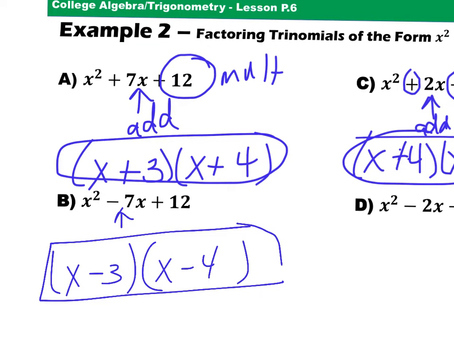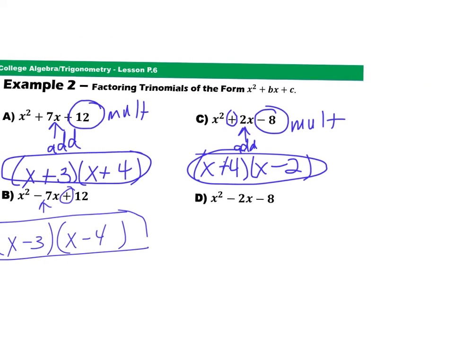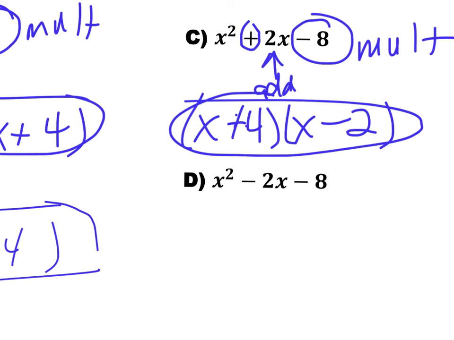Guys, here's a little trick. If the last sign is a plus, both parentheses will get whatever the middle sign is. If the last sign is a minus, then it's going to be one of each. That'll happen every time. Look, the last sign is a what? It's a minus. That means one's going to be plus, one's going to be minus.